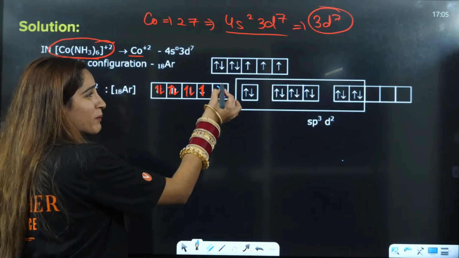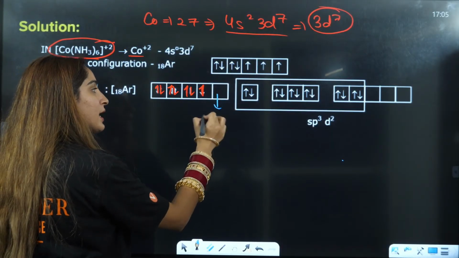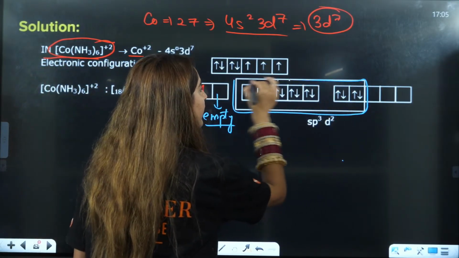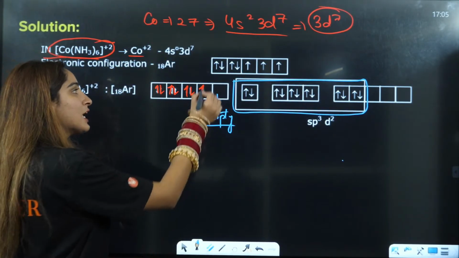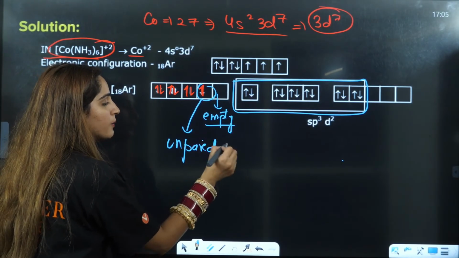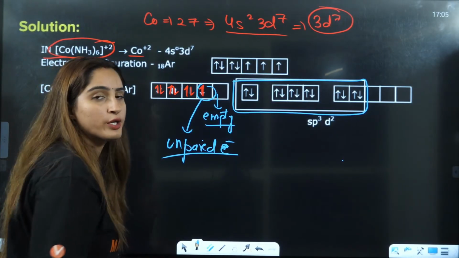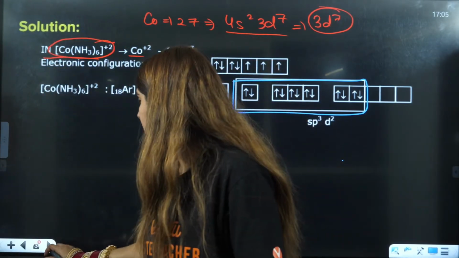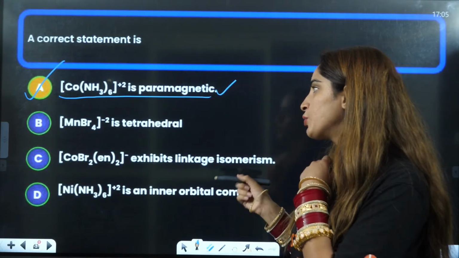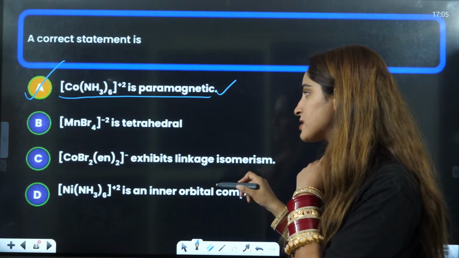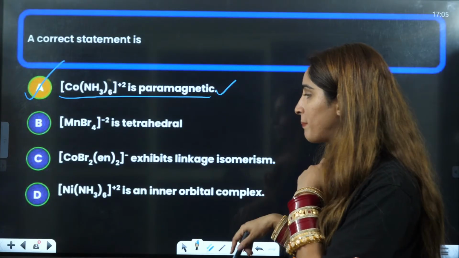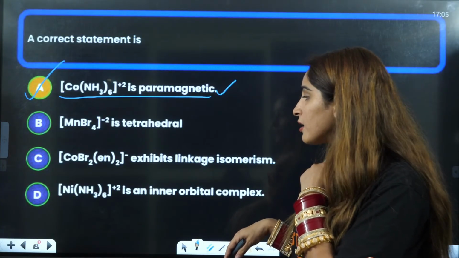But it will not be able to use this space, so this will remain empty here, and it will use sp3d2. Now you can see even after pairing you have an unpaired electron here. Unpaired electron, that is why it is going to be paramagnetic in nature. That is why the first statement is the correct statement here. The rest: MnBr2 is tetrahedral. This exhibits linkage isomerism, not possible. Is an inner orbital complex, that is d2sp3, inner orbital complex.